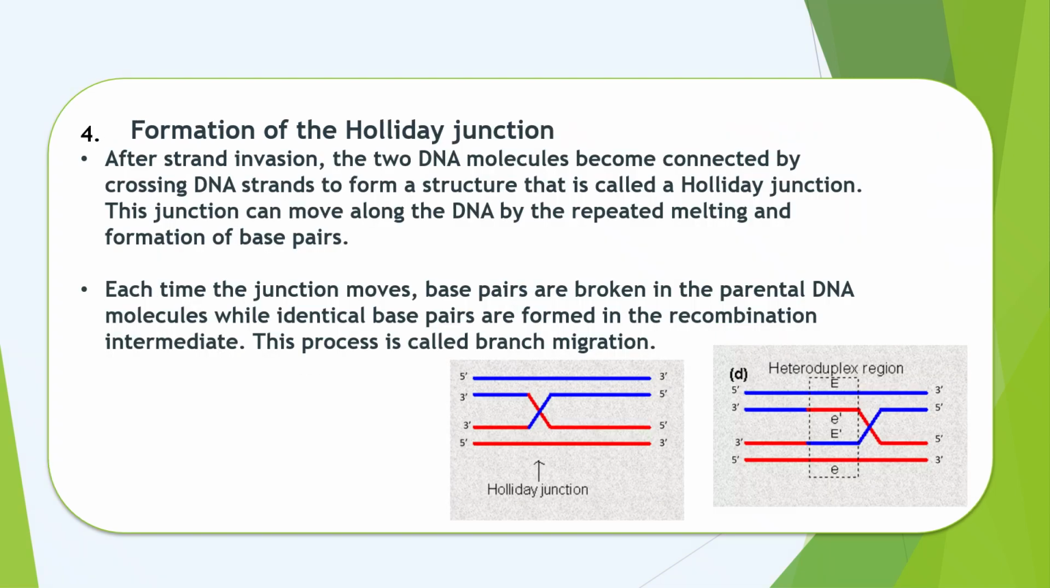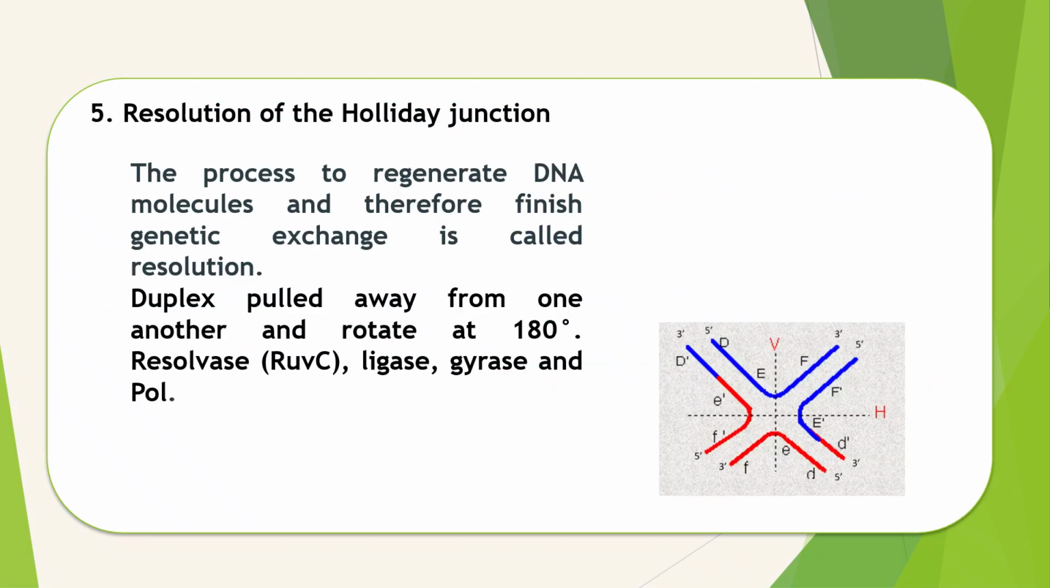Formation of Holliday junction. After strand invasion, the two DNA molecules become connected by crossing DNA strands to form a structure that is called a Holliday junction. This junction can move along the DNA by the repeated melting and formation of base pairs. Each time the junction moves, base pairs are broken in the parental DNA molecules, where identical base pairs are formed in the recombination intermediate. This process is called branch migration.